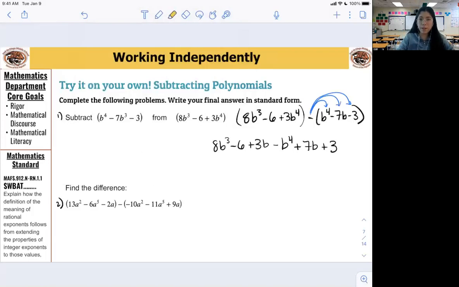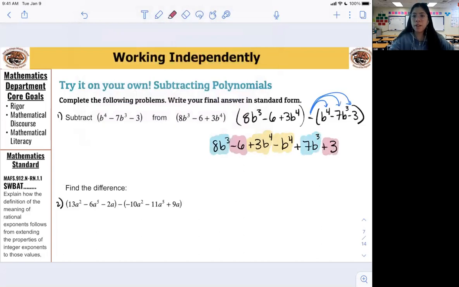Okay, now I go ahead and I find my like terms. Well, what like terms do I have here? Oh, I forgot to write the 4. There we go. What like terms do I have here? 3b to the 4 and the negative b to the 4. And then I also have my 7 and my 8b to the power of 3, and then my constants, negative 6 and positive 3.